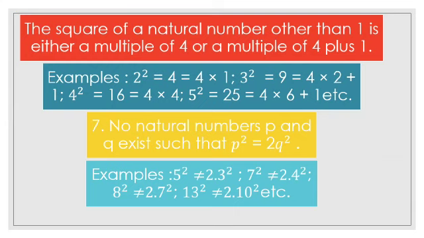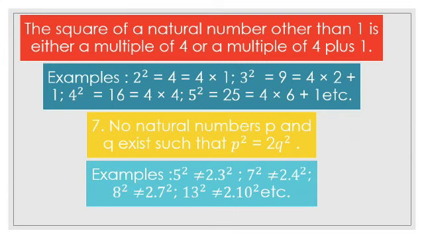The square of a natural number other than 1 is either a multiple of 4 or a multiple of 4 plus 1. Example, 2 squared equals 4 equals 4 into 1. 3 squared equals 9 equals 4 into 2 plus 1. 4 squared equals 16 equals 4 into 4. 5 squared equals 25 equals 4 into 6 plus 1.